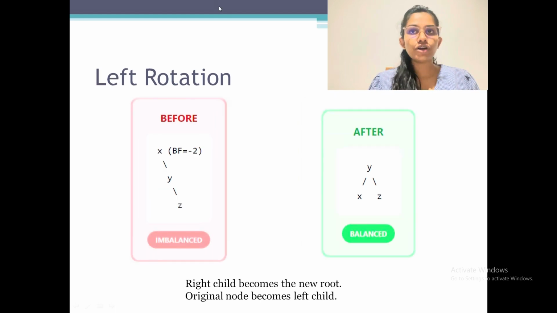As for the left rotation, this is the mirror image. When we have a right imbalance, we rotate the node counterclockwise. The right child becomes the new root. The original node becomes the left child. And again, we rearrange the middle subtree appropriately.